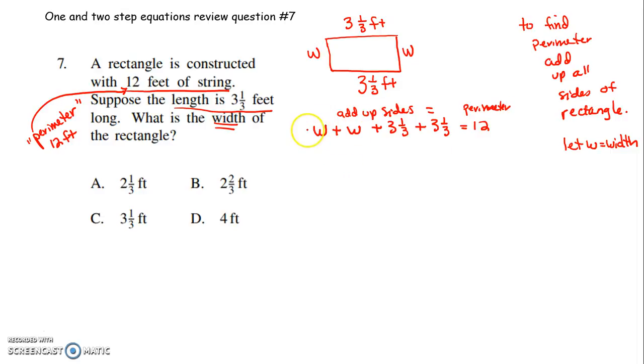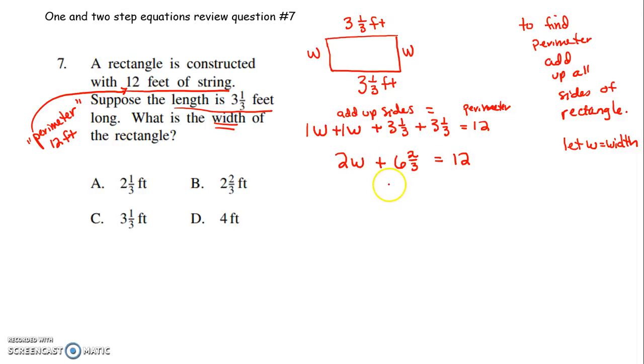So what's W plus W? Well, that's really 1W plus 1W. 1W plus 1W is 2W plus, what's 3 1/3 plus 3 1/3? Well, 3 plus 3 is 6. 1/3 plus 1/3 is 2/3. Equals 12. Now I'm going to go ahead and solve this equation.